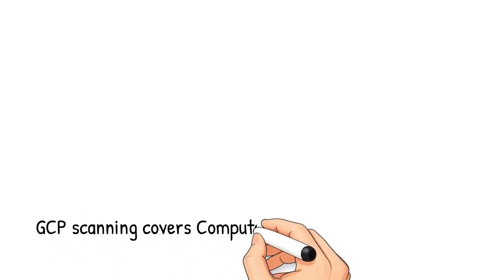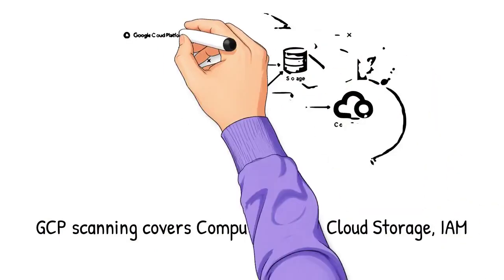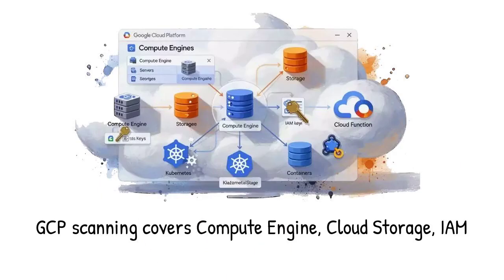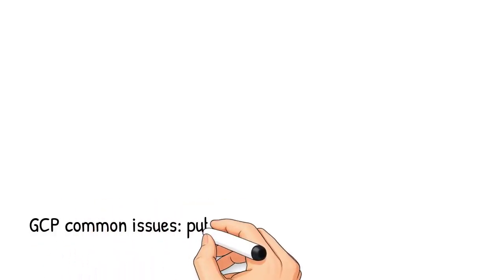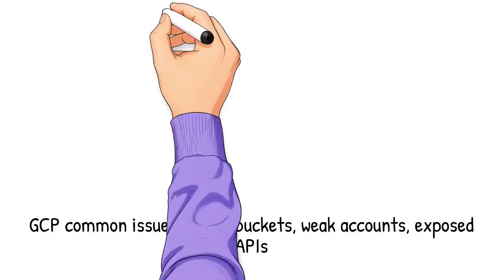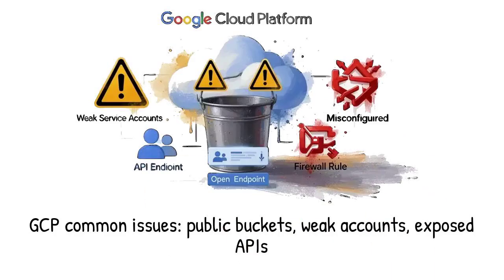GCP vulnerability scanning targets multiple resources, including compute engine instances, cloud storage buckets, identity and access management, IAM, Google Kubernetes Engine, GKE clusters, and cloud functions. Frequent GCP misconfigurations involve public cloud storage buckets, weak service accounts, exposed application programming interfaces, APIs, and firewall rules that are not properly secured, potentially allowing unauthorized access.